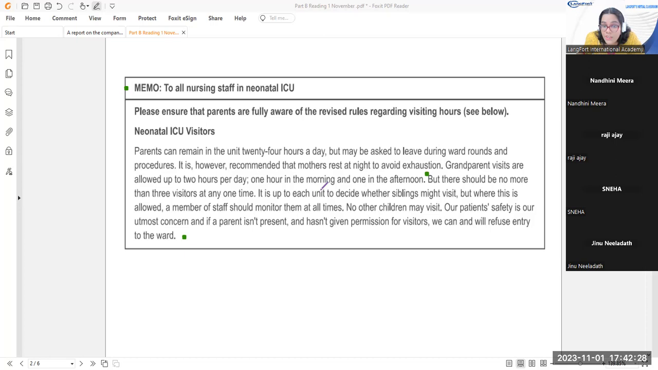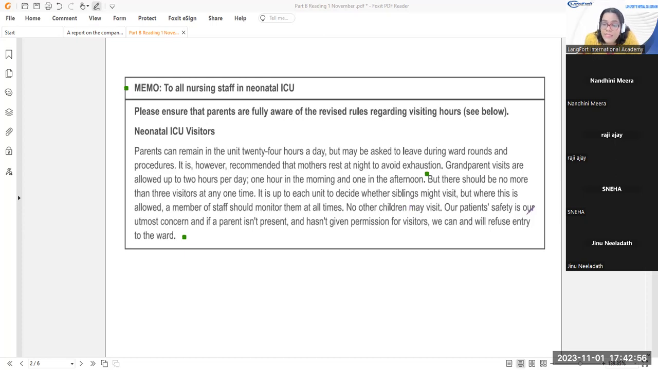It is up to the unit to decide whether siblings might visit. Can siblings visit the baby? That decision is up to each unit. However, where siblings' visits are allowed, a member of staff should monitor them at all times. So allowing siblings is up to the unit, and in whichever unit it's allowed, the members of staff should be there to monitor them at all times. No other children are allowed to visit.